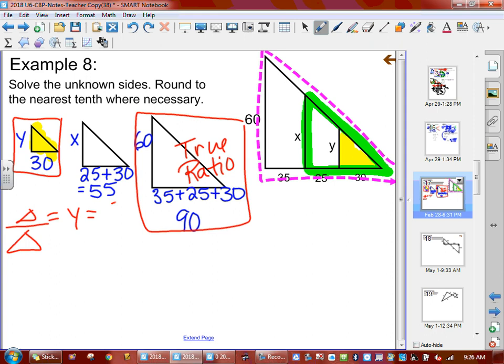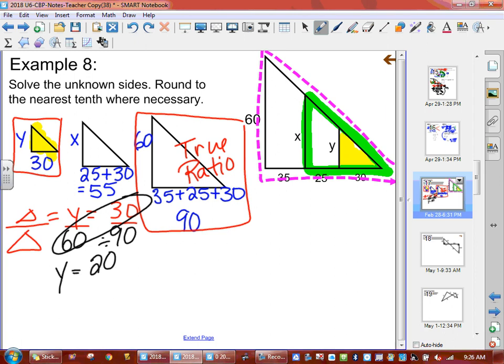Alright, so now we're going to take small triangle over big. We're going to have Y and 30. And now we need to put the matching ones. 60 is vertical, it's going to match the Y. And 90 is the horizontal, it's going to match horizontal. So now we're going to cross multiply this way and divide by 90. And that's going to tell us how big Y is. So how big is Y? Hands up. We should get Y equals 20. So we know this guy is a 20.